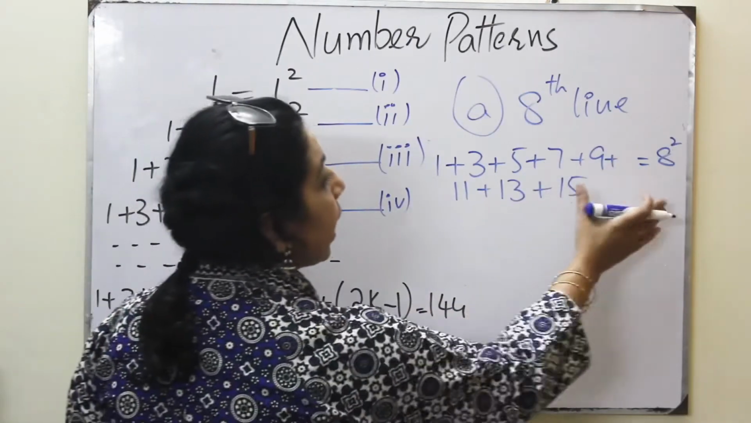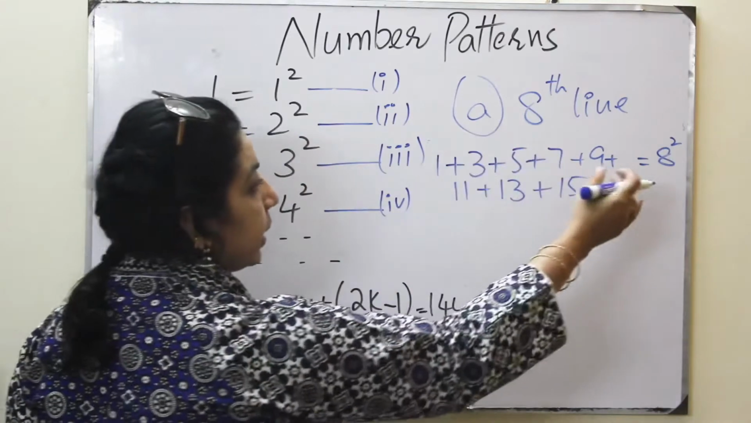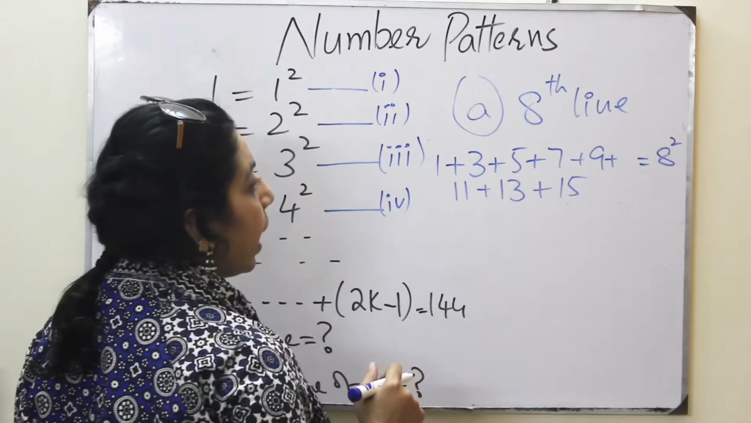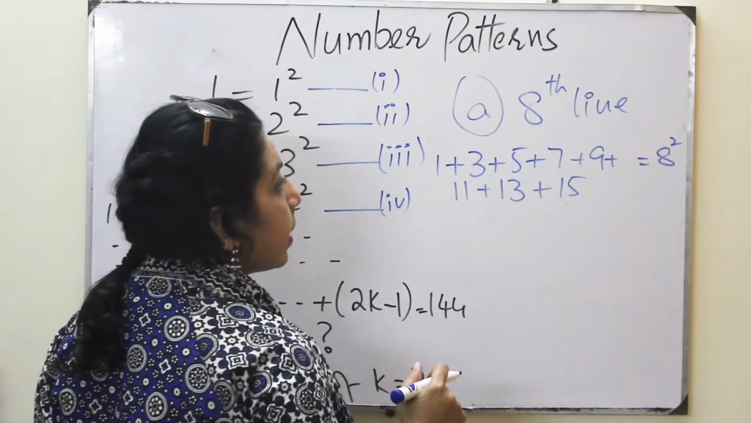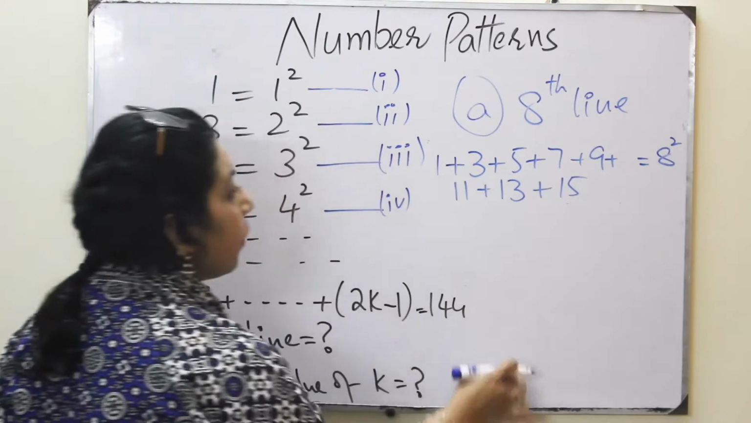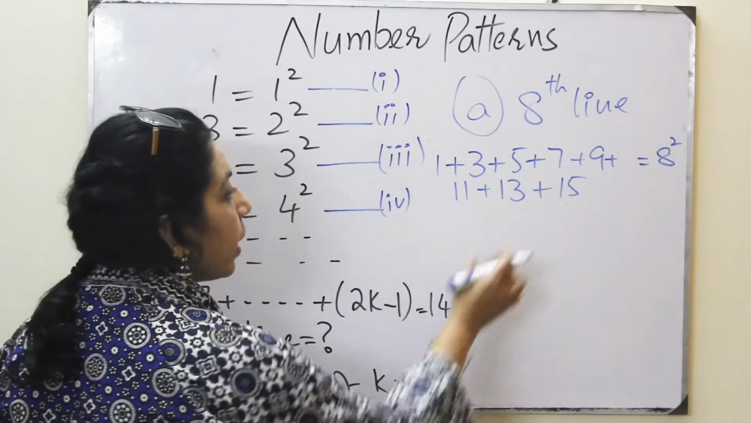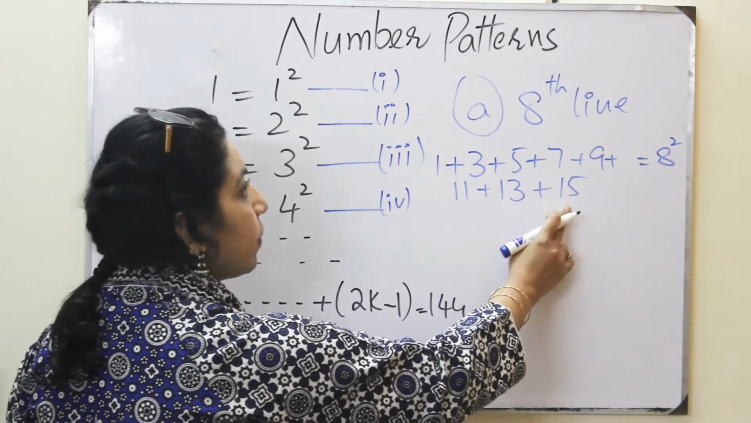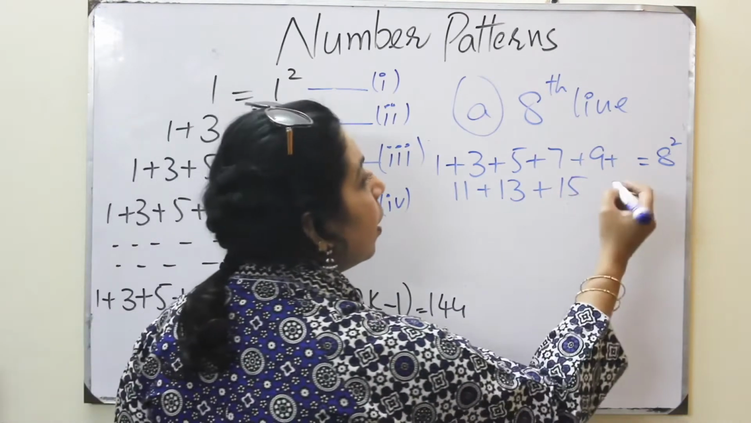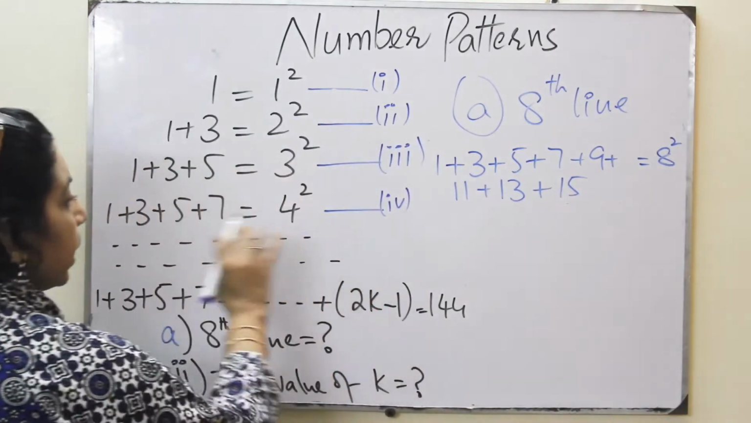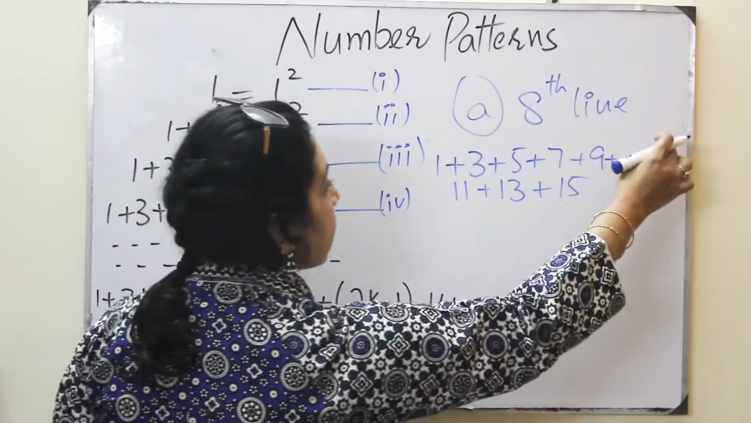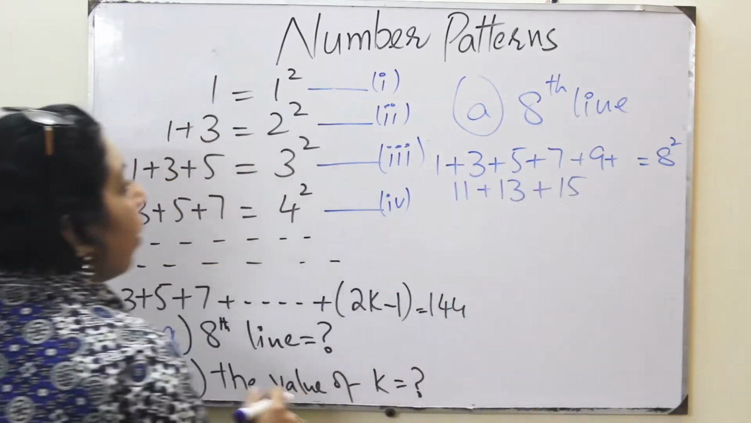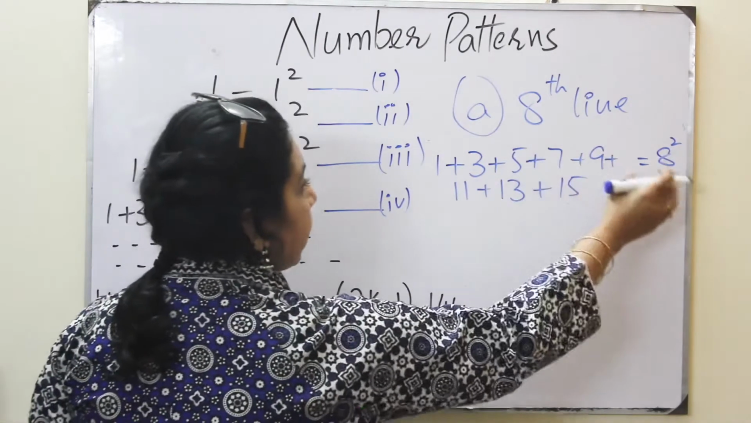If we want to check our answer, we can add these numbers and check whether it is equal to 8 square or not. 1 plus 3 is 4, 4 plus 5 is 9, 9 plus 7 is 16, 16 plus 9 is 25, plus 11 is 36, 36 plus 13 is 49, and 49 plus 15 is 64. So 8 square is 64. So this is our 8th line: 1 plus 3 plus 5 plus 7 plus 9 plus 11 plus 13 plus 15. 8 odd numbers, and the sum of these odd numbers equals 8 square.